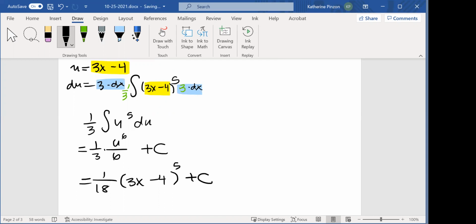Sorry, to the 6th. To simplify it? No, you don't have to simplify, but you have to make your answer have x's instead of u's. So you can't stop at this point. You have to put the u back in so that you have x's in there. But you could leave it as 1/3 times 3x minus 4 to the 6th over 6 plus c.